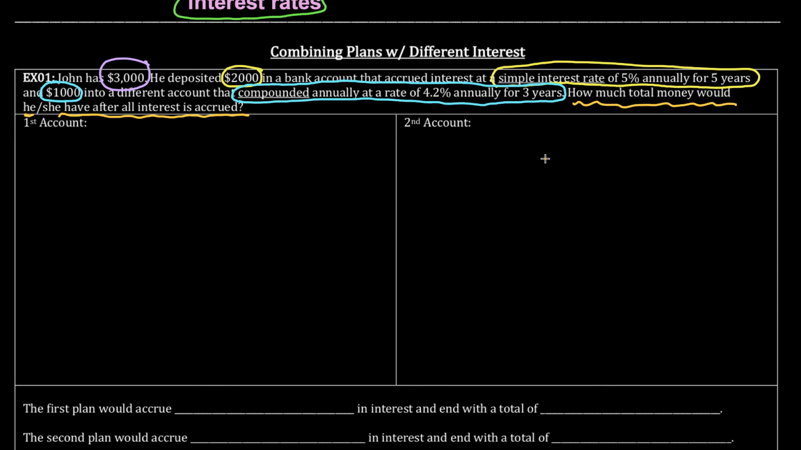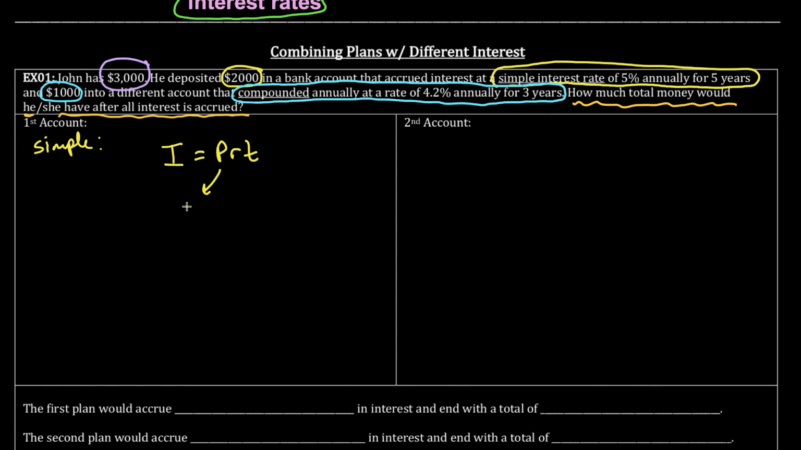So the first account, let's talk about this yellow one. This is simple interest rate. So we will use the formula I equals PRT, because that's the formula we use for simple interest. Remember that P is the principal, or the original amount, R is the rate, and T is for time. And in regards to this, we'll use years.